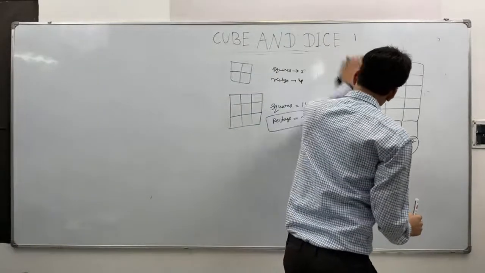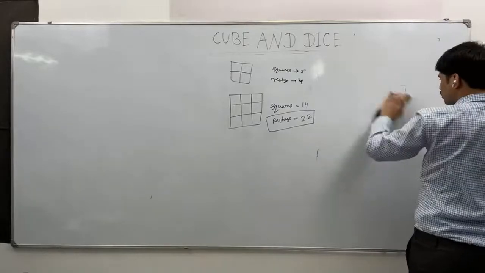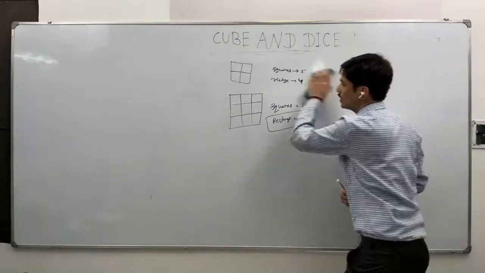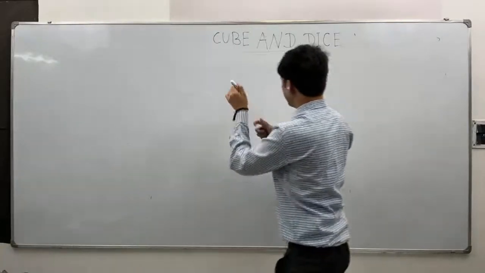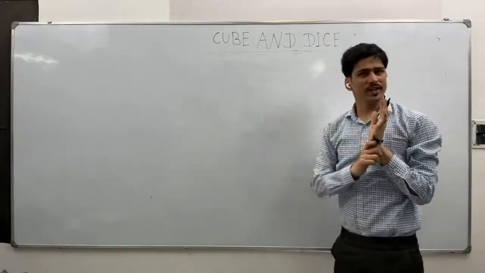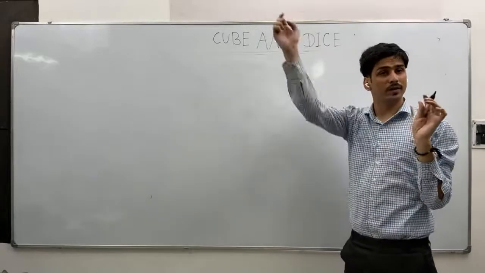First of all, we have to identify the pattern. Once we identify the pattern, it is fairly simple. Let's see, the number of squares is fairly simple. How do I find the number of squares?